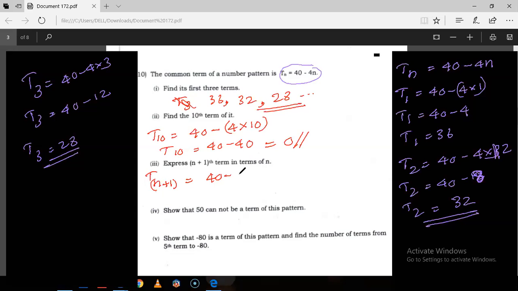40 minus 4 times n plus 1. Here the coefficient is 4. The general term is 4 into n plus 1 instead of n. So you can write 40 minus 4 times n, 4n, plus 4 times 1, 4. Then you can write here 40 plus 4, 44 minus 4n. This is the n plus 1th term.